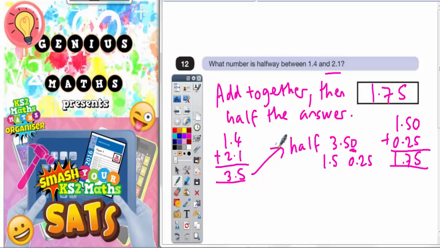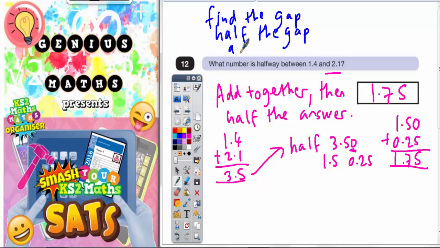Now there's a totally different way you can get exactly the same answer, and what you could do is this: you could actually find the gap, halve the gap, and then add it on. What that will mean will become clear when we do it. So if we find the gap between these two numbers, it means we're finding the difference between them, which means we are subtracting. So you could actually start by subtracting the numbers.